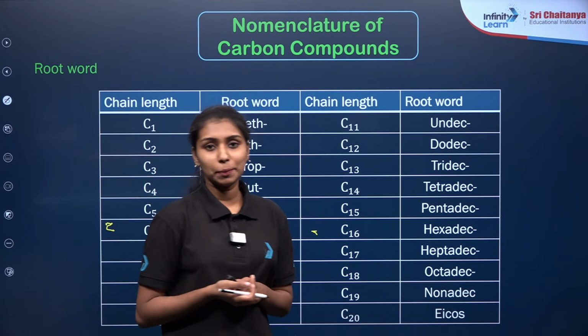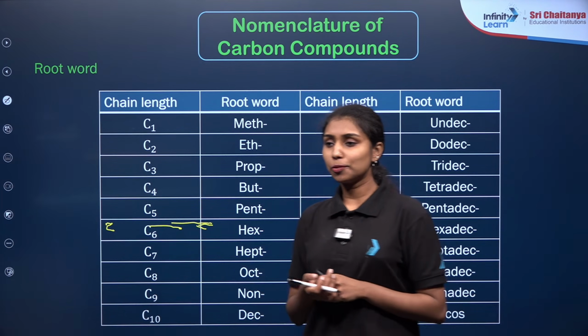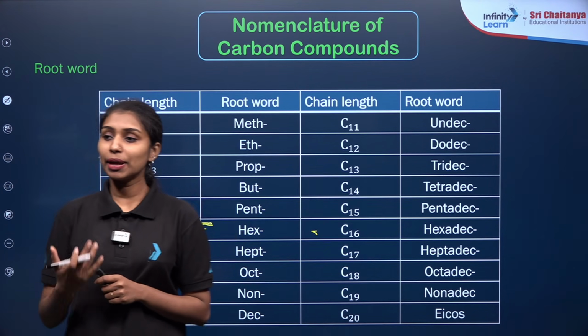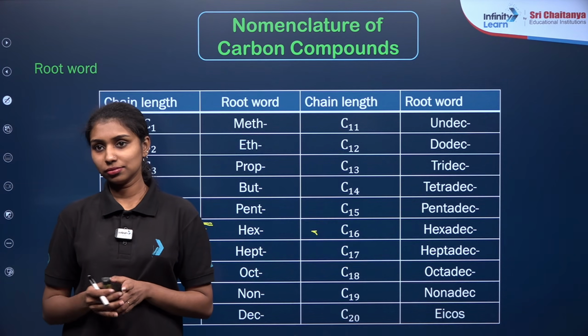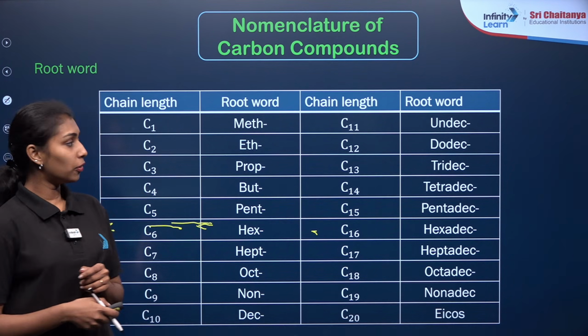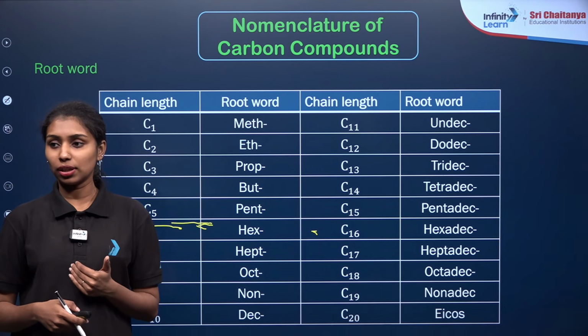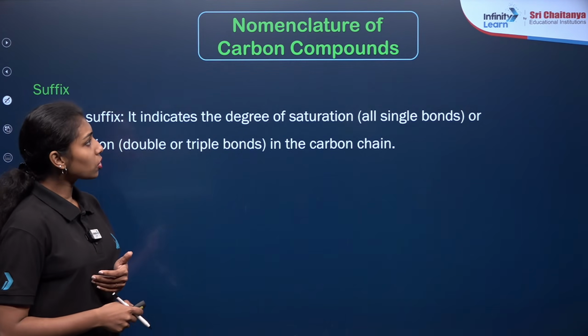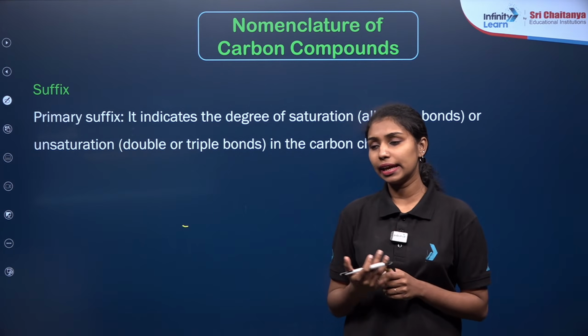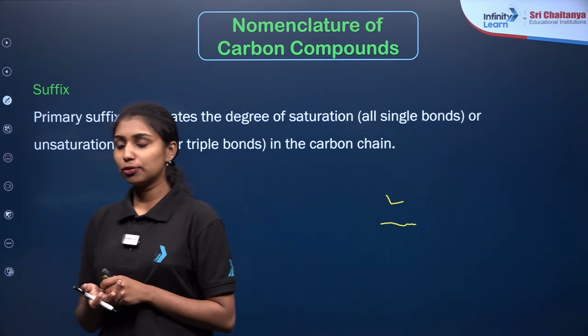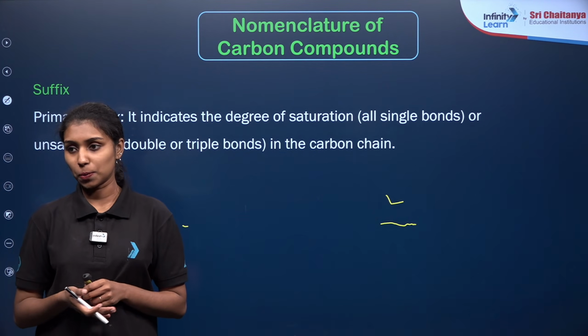Allotropes of carbon. Can you please give an example of allotropes? What do you mean by allotropes? The same element having different physical forms. The most common examples of carbon allotropes are graphite and fullerene.